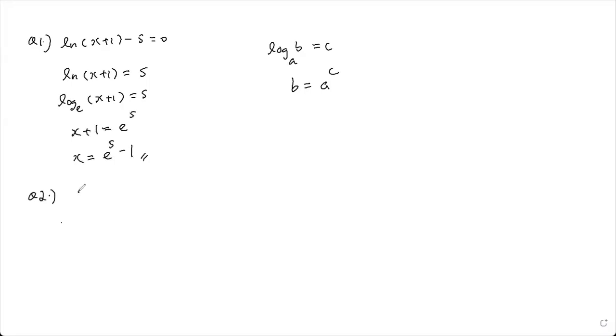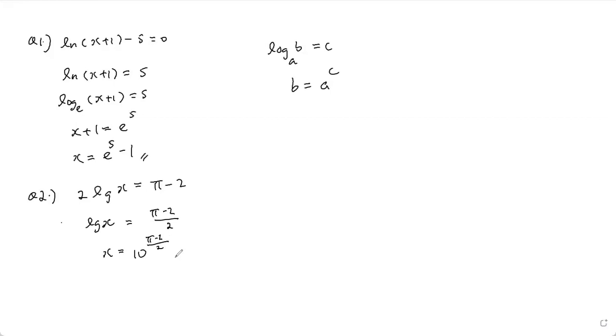Next question. 2 times lg x equals pi minus 2. Take note, pi minus 2 is a constant. lg is by default base 10, log base 10. So lg x is pi minus 2 divided by 2. Applying the same rule, x is 10 to the power of (pi minus 2) over 2. Again, I'll leave the answer in exact form. You can find out the value if you want.